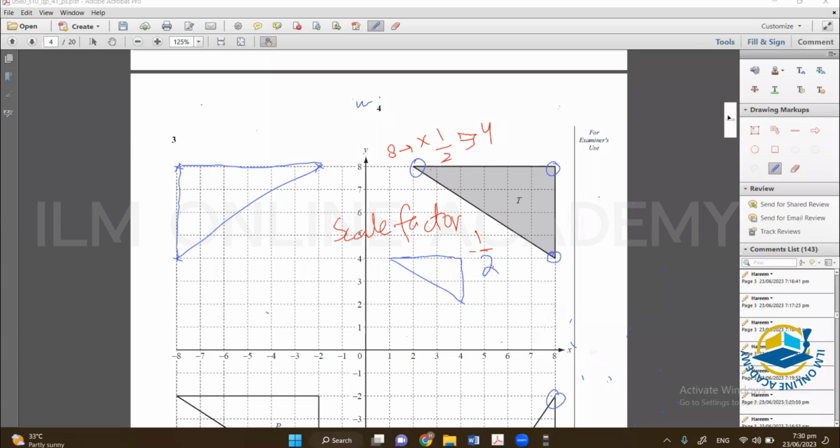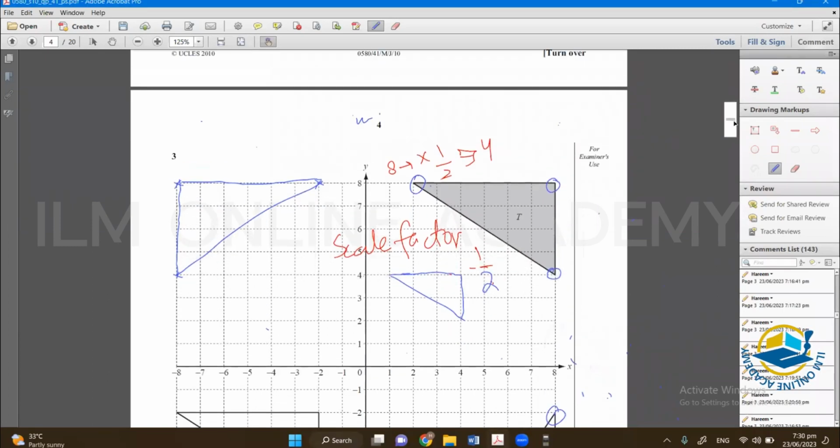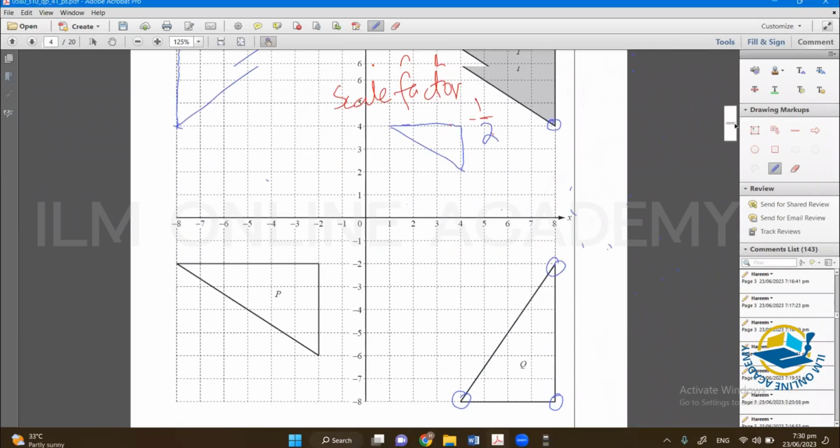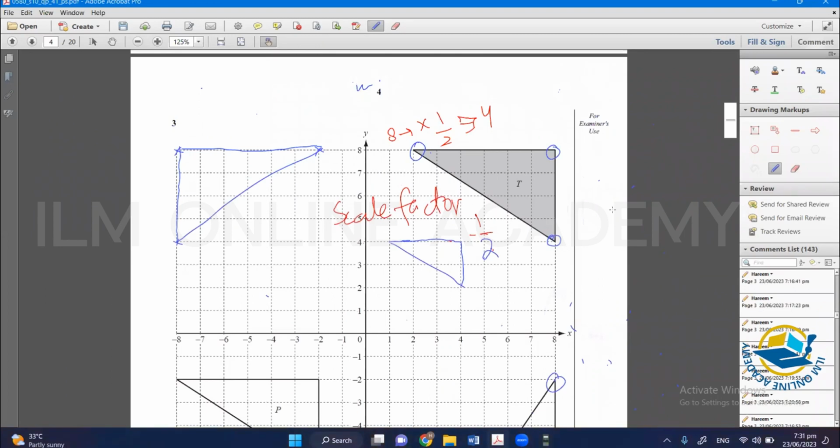Okay, so pardon for some interruption. The scale factor 1 over 2 I was talking about means everything would be half. So if this side is 1, 2, 3, 4, 5, 6, it would be half, so 3. If this side is 1, 2, 3, 4, it would be half, so 2. So that's what scale factor means.